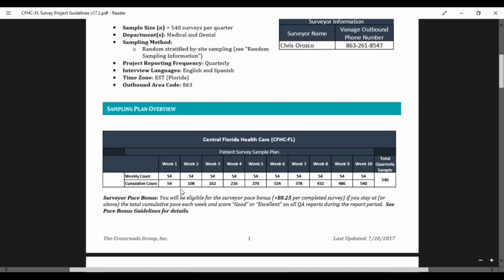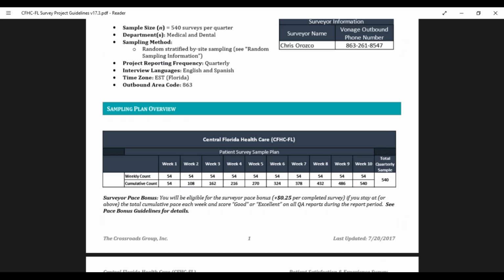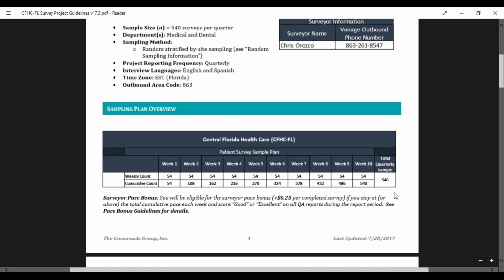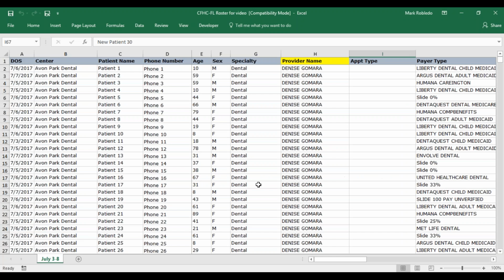You'll see that breaking this down over the 10 weeks comes out to about 54, 55, as many as 60 surveys per week over the quarter so that you can really spread out that sample and make sure that you're still staying on pace. Now when we look at the roster, you'll see that you do have the centers listed here. These are, again, the most important things to keep your eye on. Now because there are 21 centers and 54 surveys per week, you're going to want to get about 2 to 3 surveys per center each week.